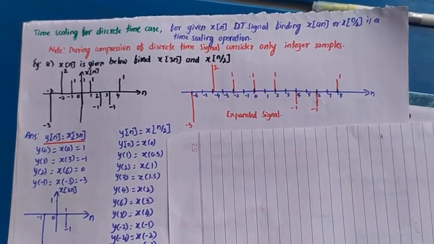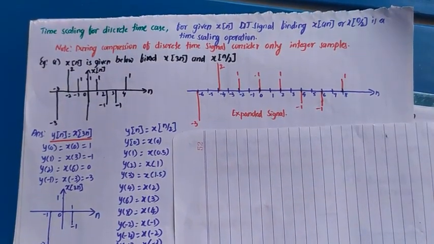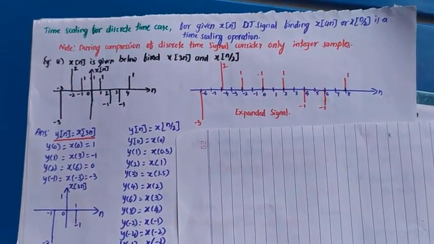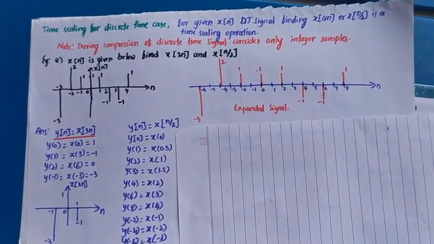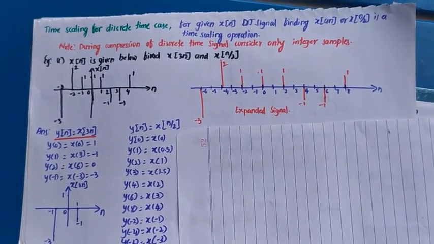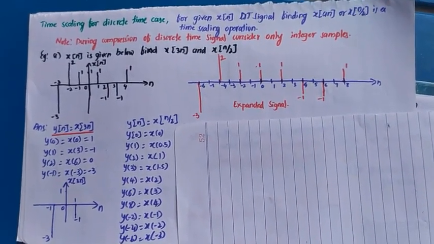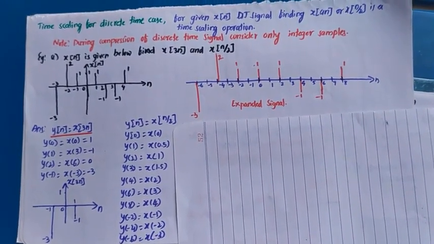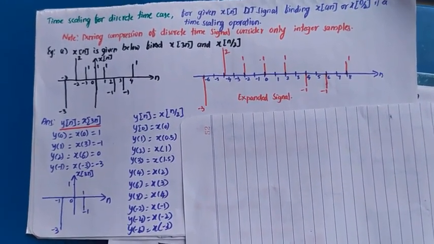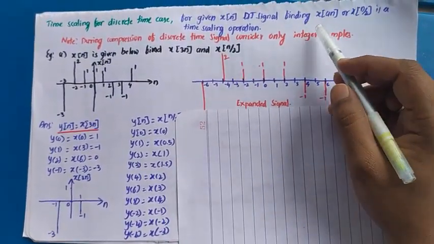Okay. In continuation to the scaling, we will see time scaling for discrete time signals. So there is one important note that we need to understand for performing the time scaling operation on a discrete time signal. Similar to the continuous time signal, what will we be doing for time scaling operations on a discrete time signal?